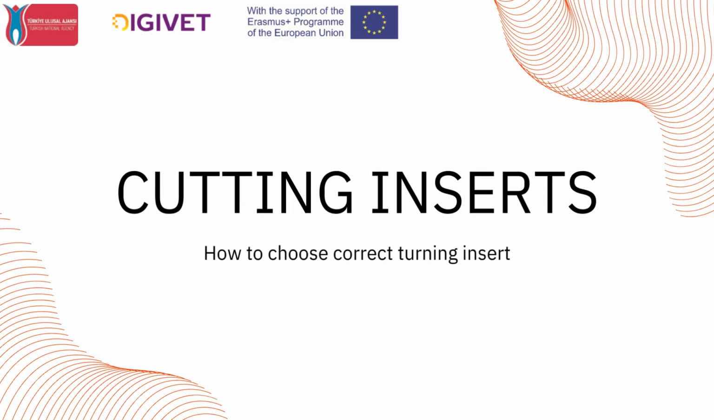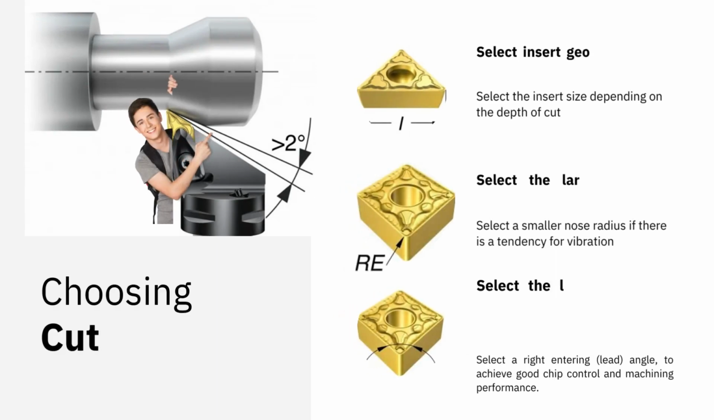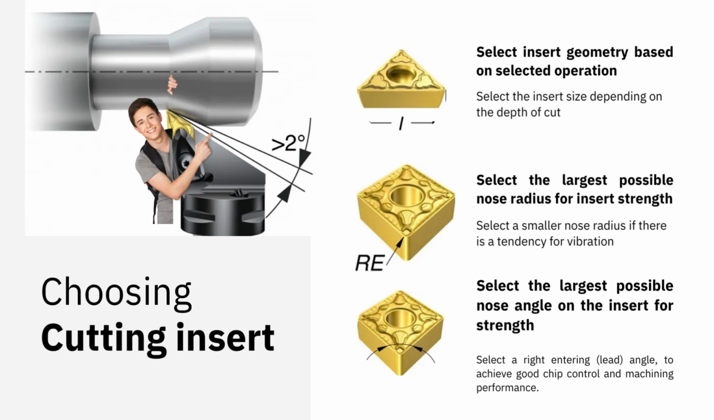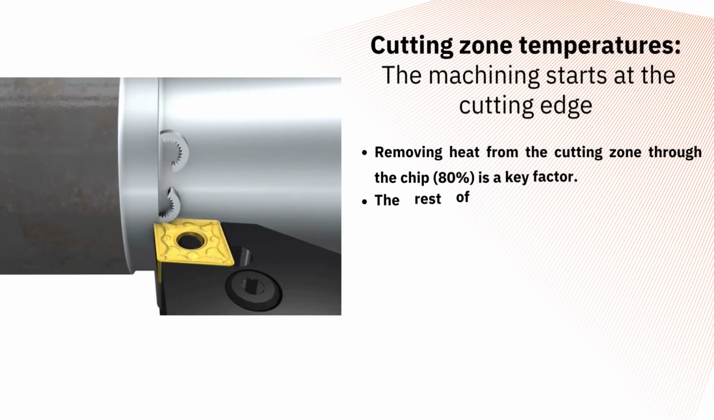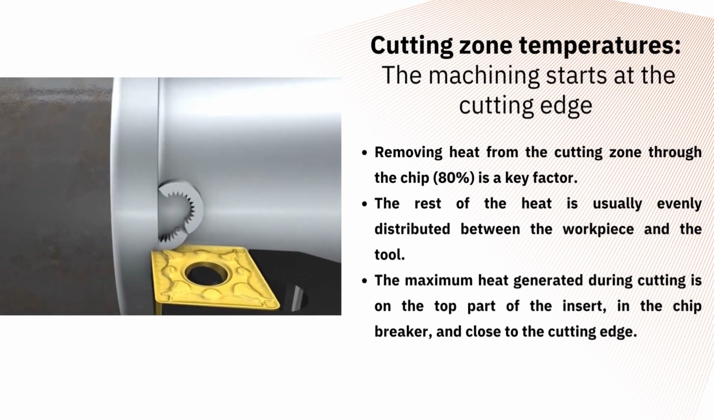Cutting inserts. In this section, we will learn how to select a cutting tool according to the workpiece material and type of cutting process. There are many parameters to consider when choosing an insert. It is important to carefully select insert geometry, grade, shape, size, nose radius and entering angle, to achieve good chip control and machining performance. The rake angle, geometry, and feed play an important role in the chip formation process.